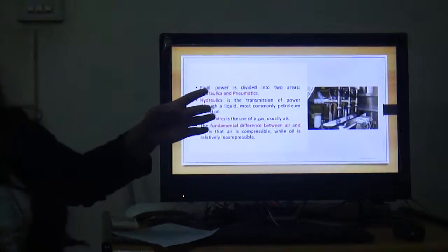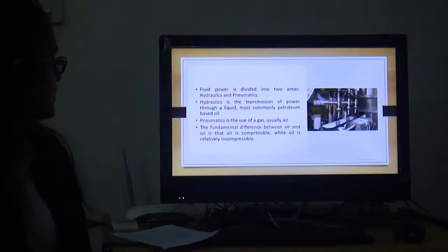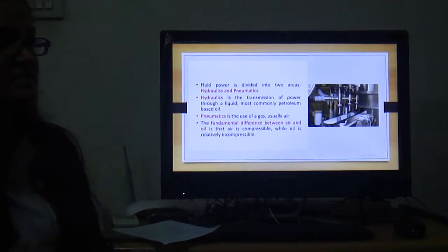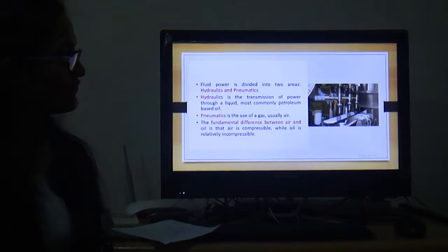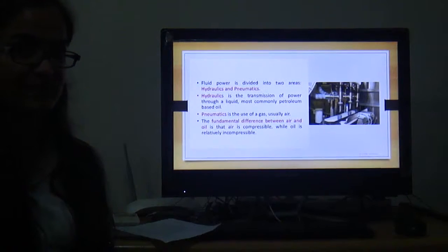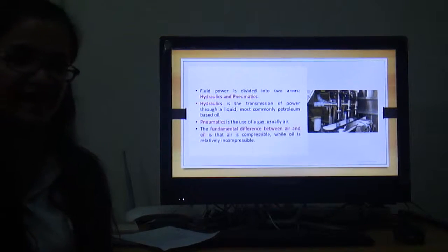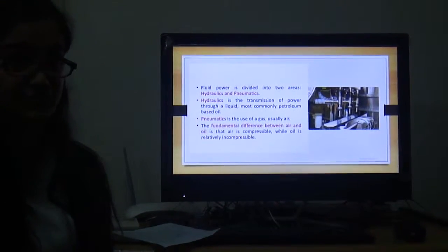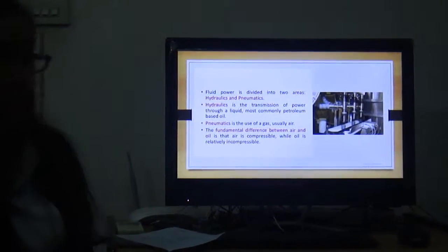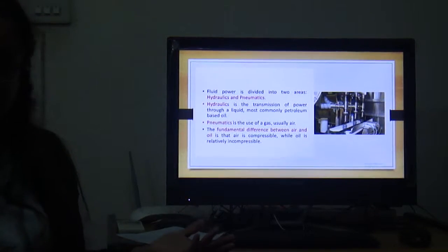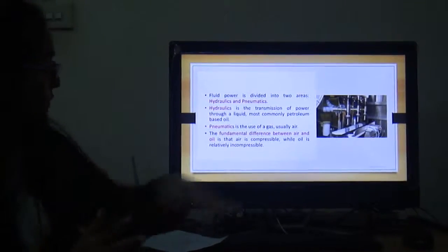As I said, fluid power is divided into two sections. One is hydraulics and the other is pneumatics. Hydraulics is power transmission that uses liquid. And when I say liquid, in general, they use petroleum or oil. And in pneumatics, we use gas, usually air, so any kind of air, inert gases too. I won't go deeper into that topic. The fundamental difference between air and oil is that air is compressible, and oil is relatively incompressible.